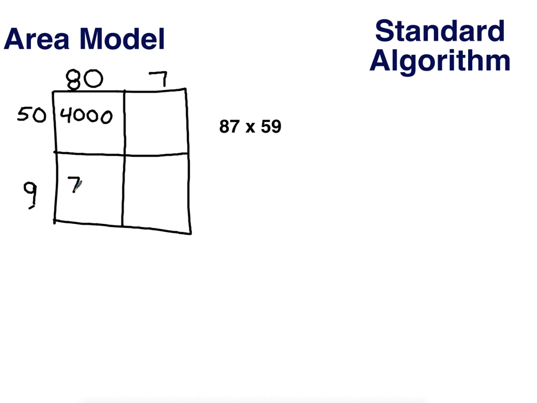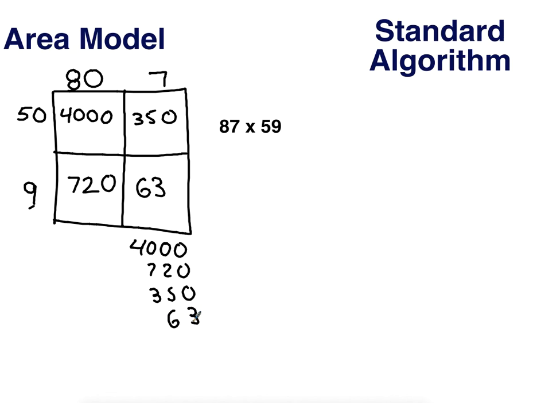8 times 9 is 72. Make it 10 times bigger. That's 720. 7 times 5 is 35. 10 times bigger, 350. 7 times 9 is 63. Now, in this one, it gets a little bit trickier because now you have to add that up and make sure you line it up correctly. So 5,133.